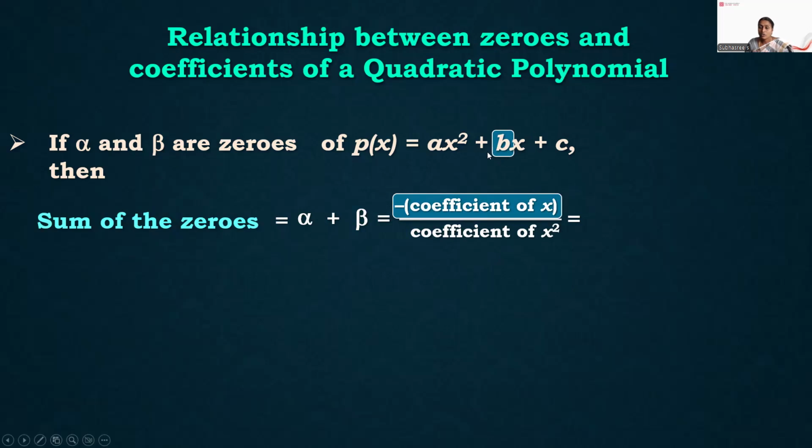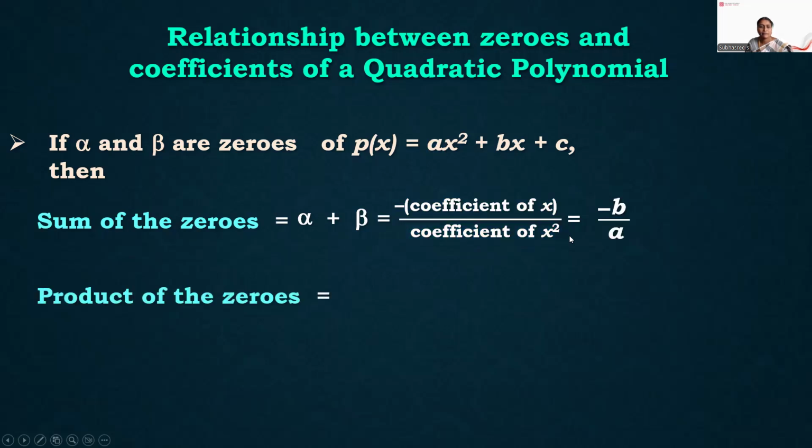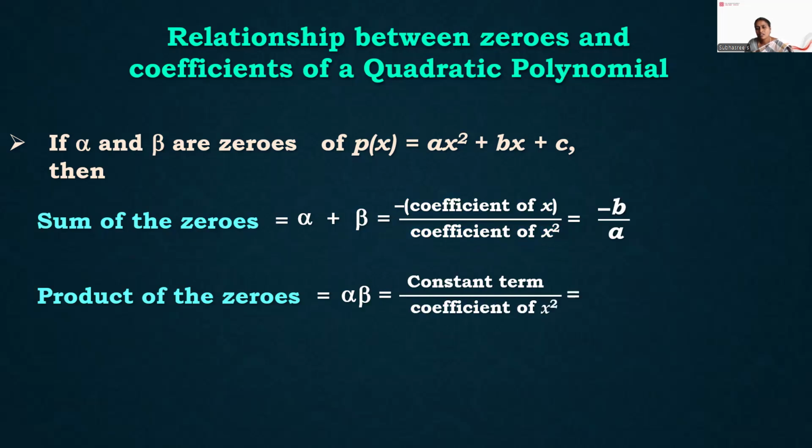See children, you can't always have plus in the given equation. In questions, sometimes they may have minus sign also. According to the question, you have to see carefully. Then you have to solve. Okay. Minus coefficient of b, minus b by a. Product of zeros, alpha beta, equal to constant term by coefficient of x square. What is the constant term? c here. So c by a is the answer.